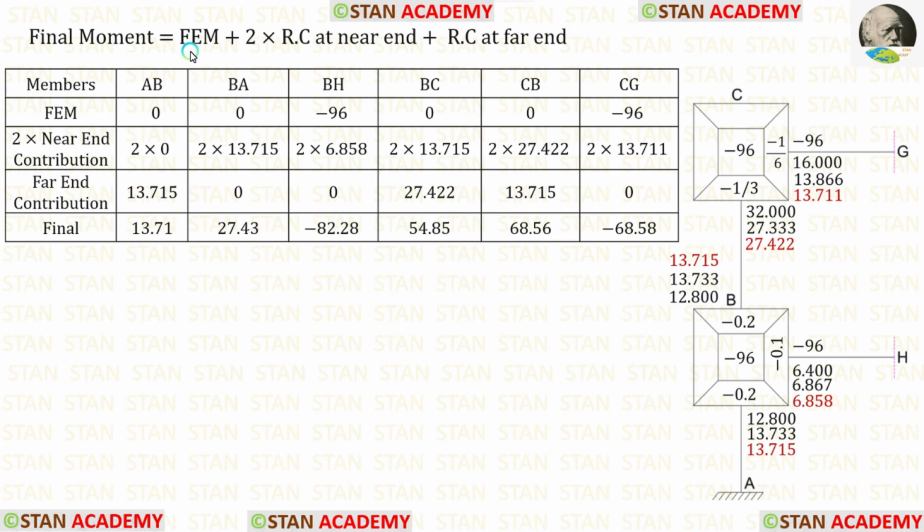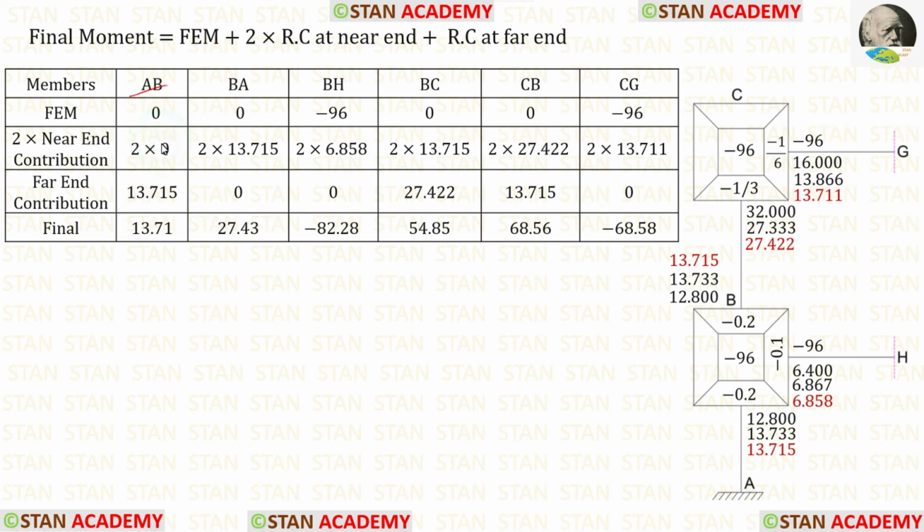The formula to find the final moments is fixed end moment plus 2 into rotation contribution at the near end plus rotation contribution at the far end. Let us make a table. In the table, first let us enter all of the members. Then let us enter the fixed end moments. Then let us enter 2 into near end rotation contributions.